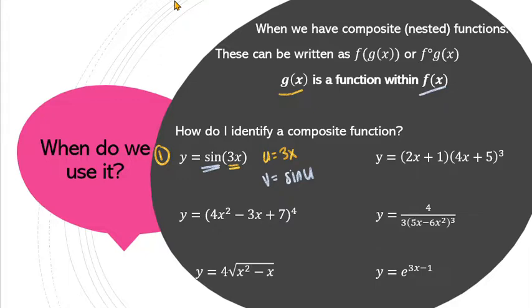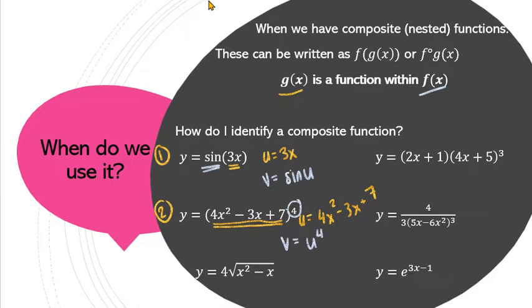So we're going to move down to number 2 here. We're looking for the inner function, so we're just looking at what's going on. I see a polynomial, 4x squared minus 3x plus 7, and I see a power. The power is being applied to the entire polynomial, so my inner function is this. I could say that u is 4x squared minus 3x plus 7, and then v is that entire polynomial to the power of 4. So v is u to the power of 4.